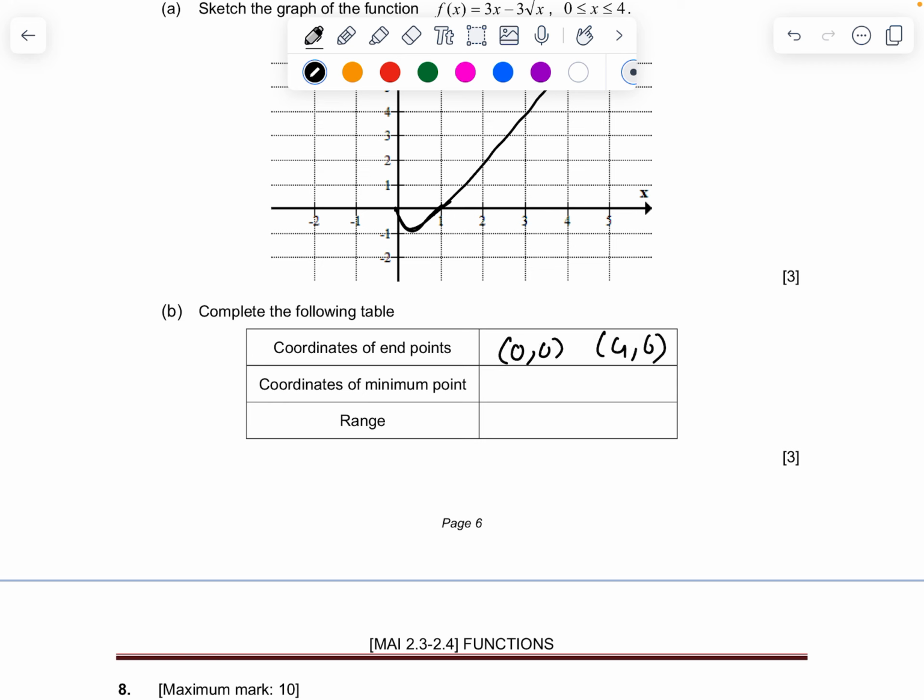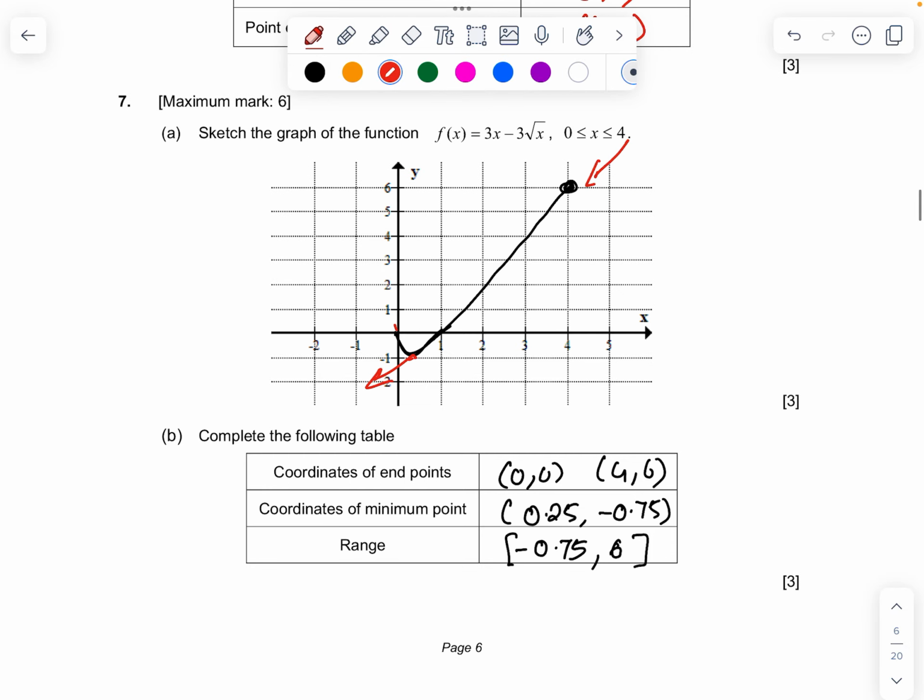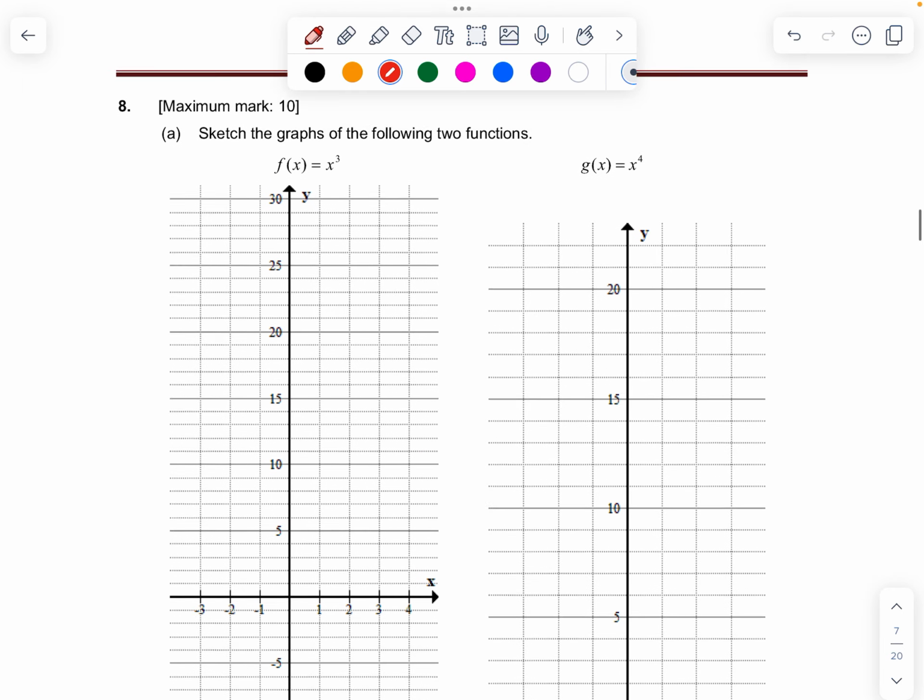What are the minimum points? From the GDC, you check that one. It should be (0.25, minus 0.75), and the range is minus 0.75 till 6. That is going to be the range. Range means what are the y values? The minimum point from here to here is called the range.